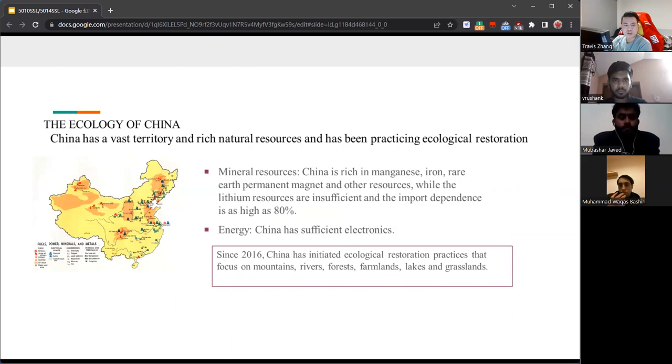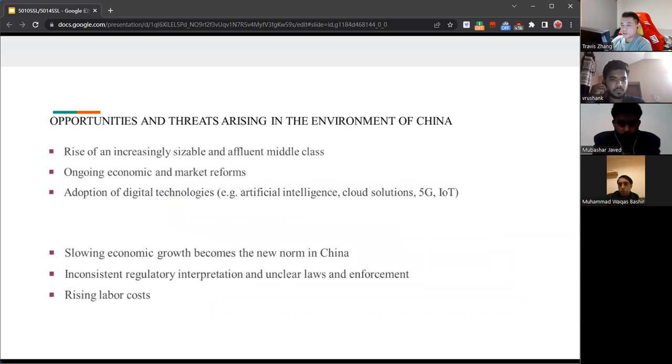ecology, it has rich natural resources and has been participating in ecological restoration since 2016. So as you can see, there are some mineral resources, and the energy of China is sufficient. Since 2016, China has initiated an ecological restoration practice that focuses on mountains, rivers, forests, farmlands, lakes, and grasslands. So now, opportunities and threats arising in the environment of China.